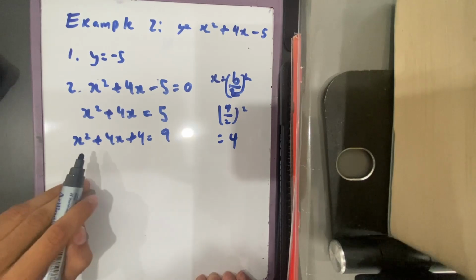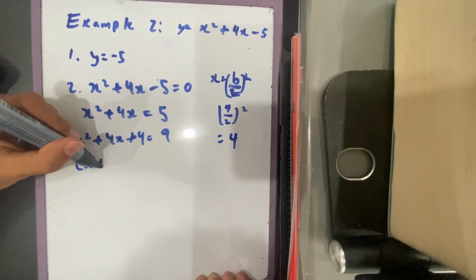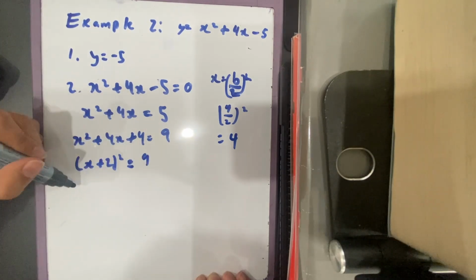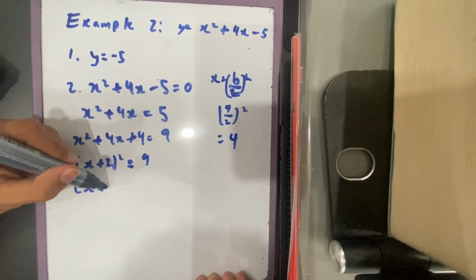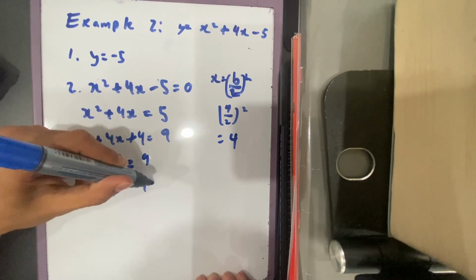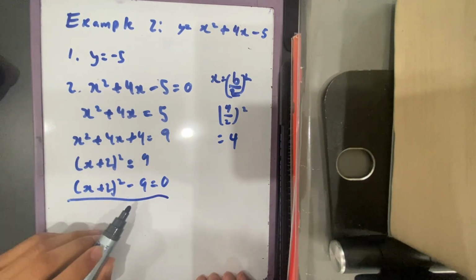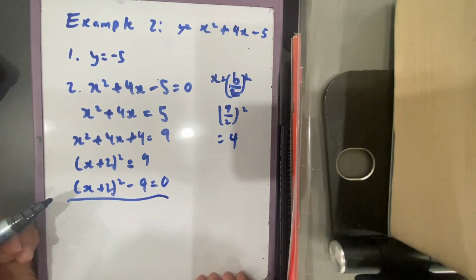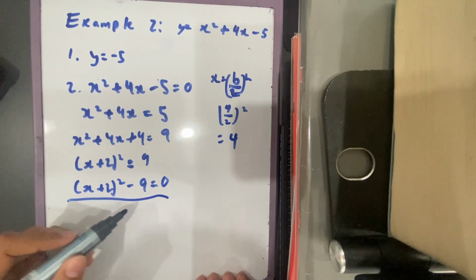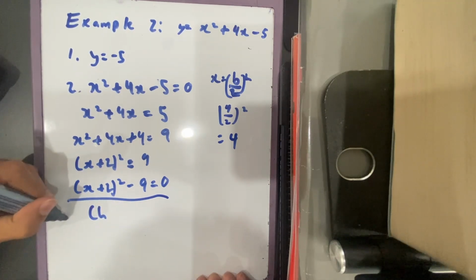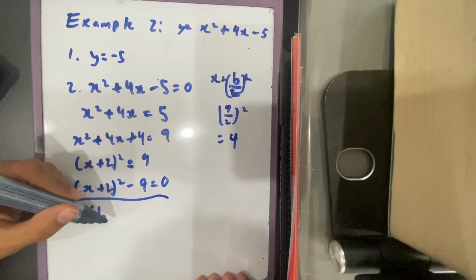Now with this, we can just factorize this. So we're almost done now. And then (x plus 2) squared minus 9 equals 0. So we've completed the square here. Now the advantage of having vertex form is that we can see the axis of symmetry, or the vertex, instantly. The vertex would just simply be (h, k).